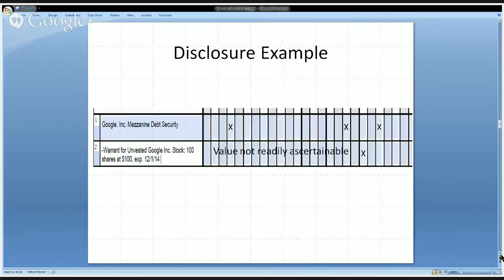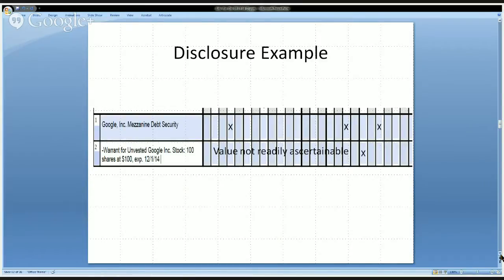And we also have under that a warrant for unvested Google Inc. stock, which means that if I was the holder of this mezzanine debt security, I also hold a warrant that would allow me to purchase Google stock. I would be able to purchase 100 shares at $100, and this warrant will expire on December 1st of last year, or this year.